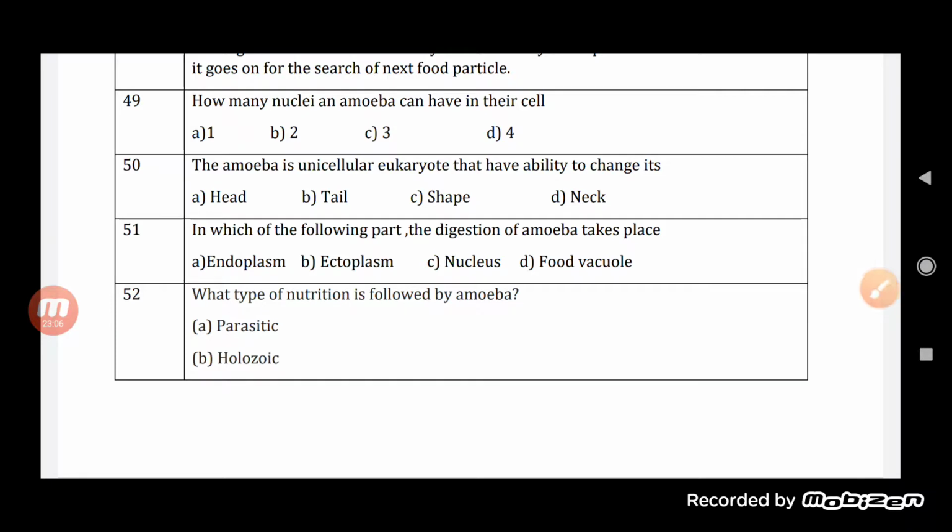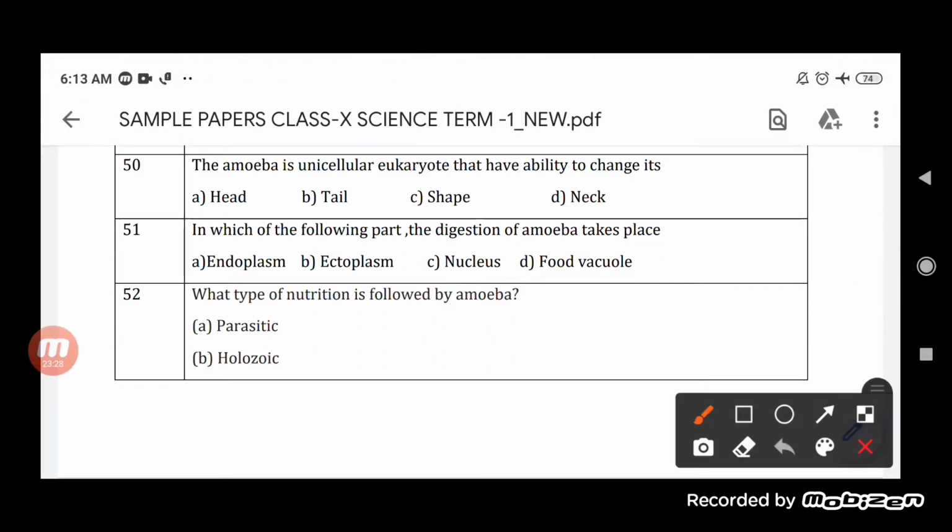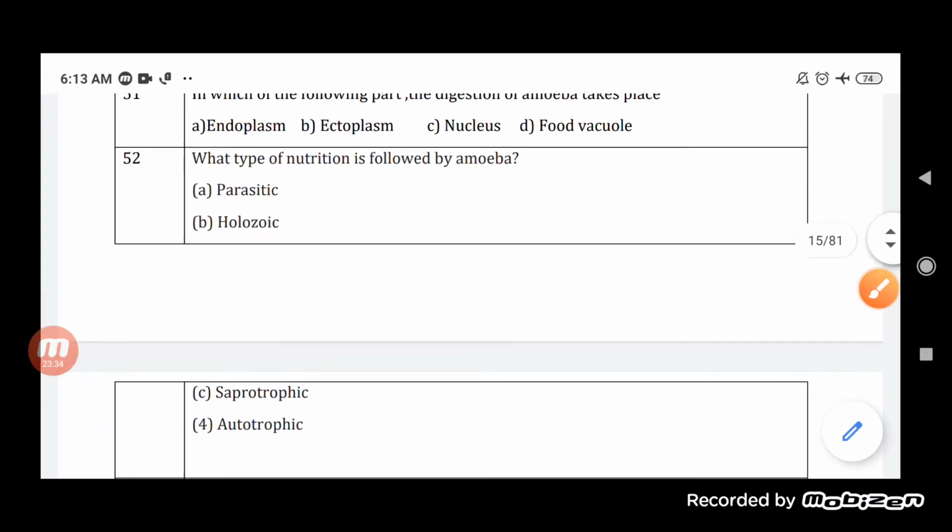Now see here, in which of the following parts does digestion of amoeba take place? The process of digestion of amoeba takes place in the food vacuole only, where certain digestive enzymes enter it and the process of digestion can be completed. So we can say it is the food vacuole where the digestion of the food particles will take place.